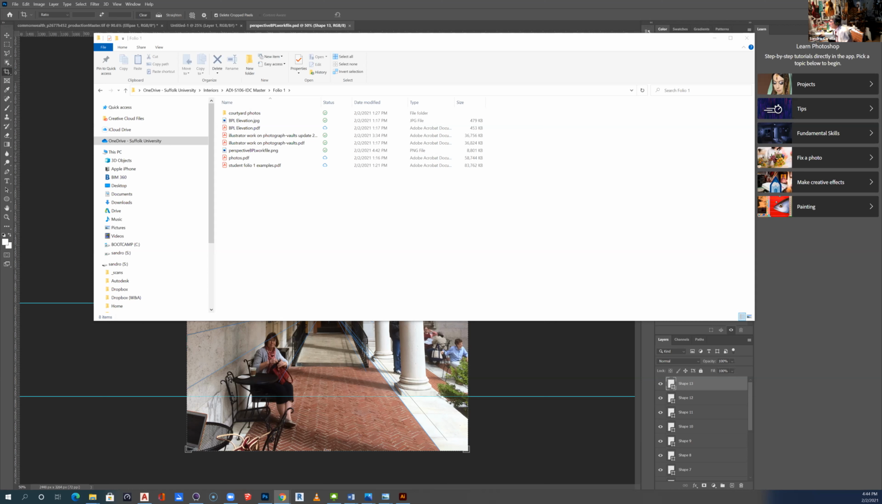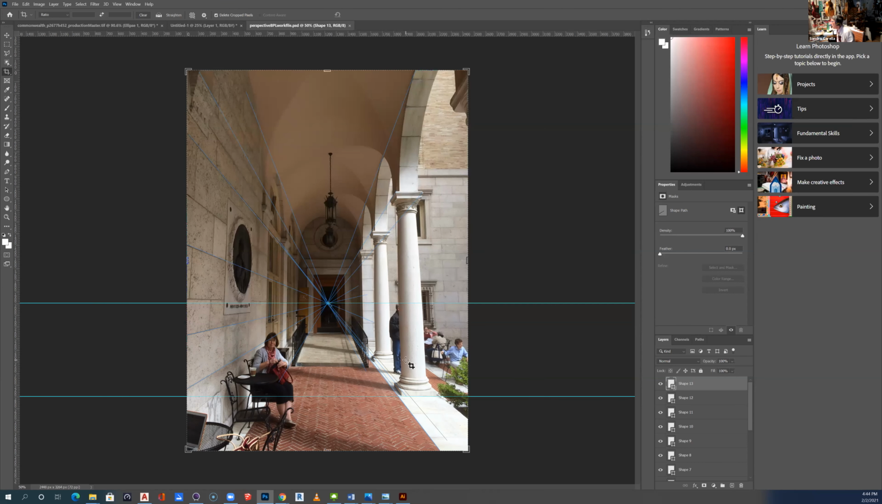That woman who's sitting in that chair in the middle of the picture was very patient with me. I took lots of pictures over there, and she probably thought I was stalking her or something. And I explained, I said, I'm doing this for class. So she was very patient.